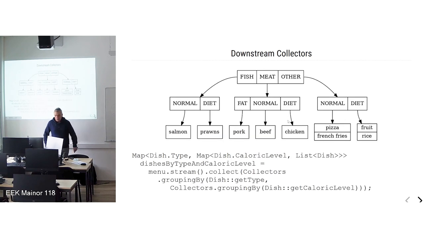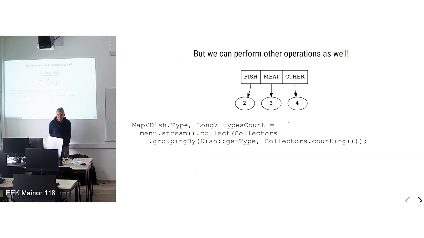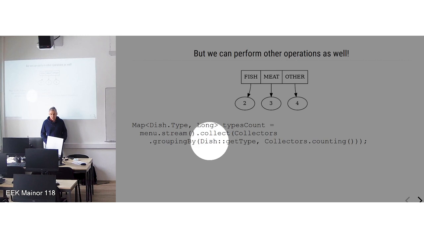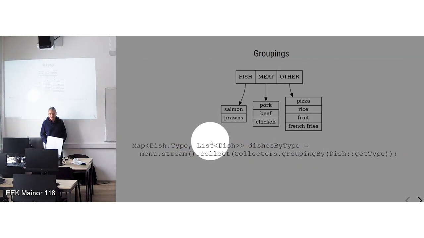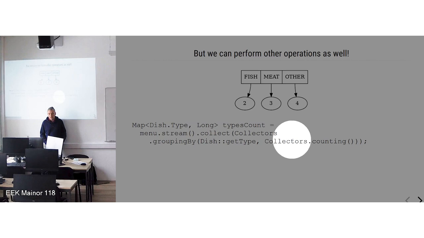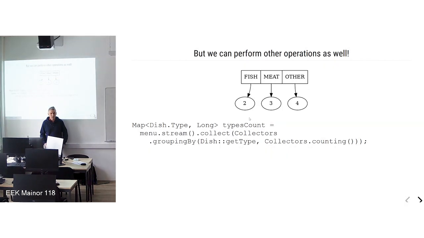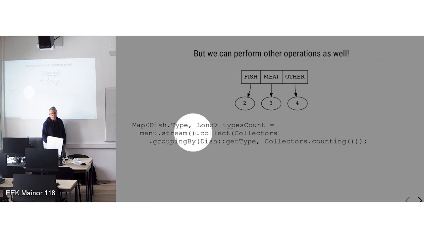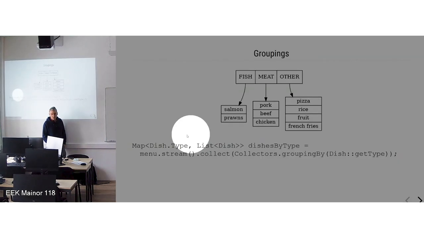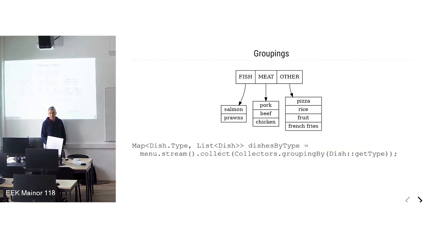And not only that, not only grouping by we can do, we can also reduce things, like we can count elements. See, using groupingBy(Dish::getType), and for the downstream collector, we are passing Collectors.counting here. If we are not passing anything, then it's going to be a list of dishes here. But if we are passing Collectors.counting as the downstream collector, we will get the number of actual dishes here. So we're just counting. So it's going to be a map of Dish.Type and Long, unlike this one, which is a map from Dish.Type to list of Dish here. So we can also count.